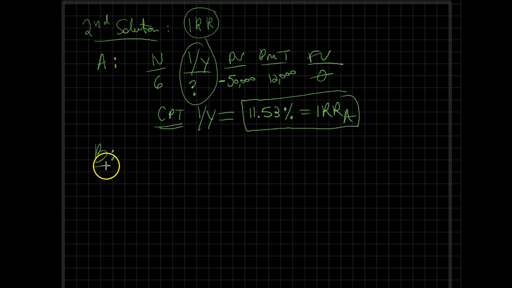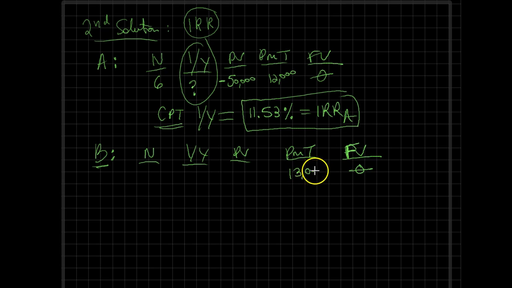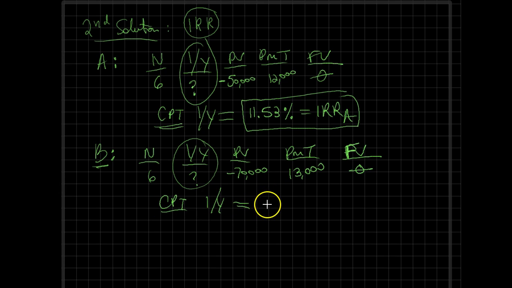So that would be the IRR of the first project. For the second project, things will not be any different. So N, I over Y, PV, payment, and FV. Again, FV is a 0 here. The second project is expected to have $13,000 returns. However, you need to make a significantly larger initial outlay to get this, and those are the remaining parameters given in the problem. You compute I over Y and it comes out as 3.18% as previously. So that would be the IRR of project B.